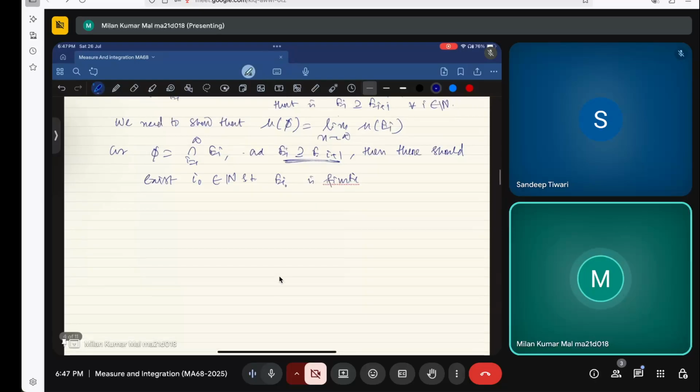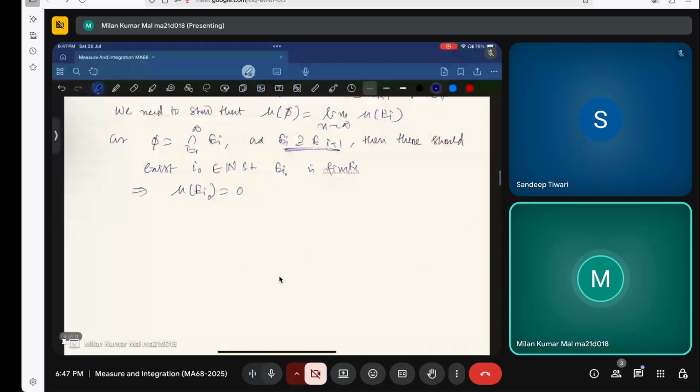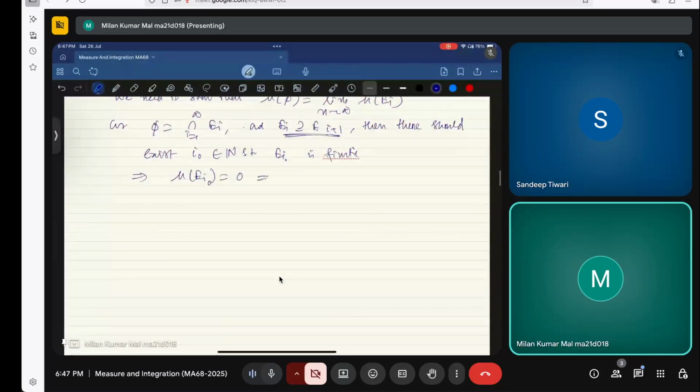So that implies that mu of EI is equal to 0, because that is by definition: if E is an infinite set then it is infinity, otherwise it is 0. That implies mu of en is equal to 0 for all n greater than or equal to I naught, because for all n greater than or equal to I naught, en is a subset of E I naught.